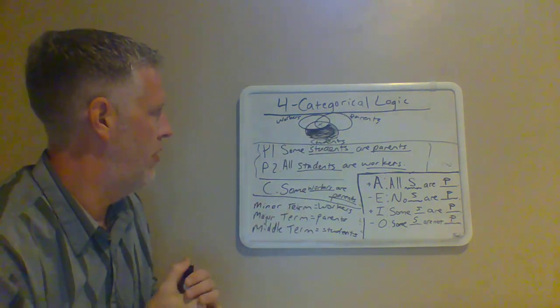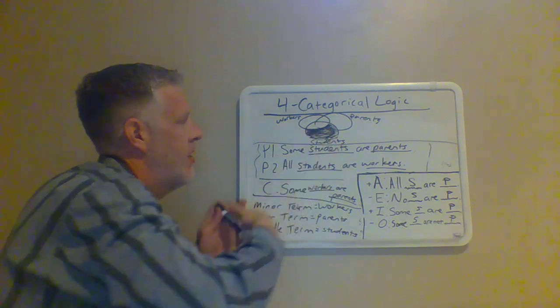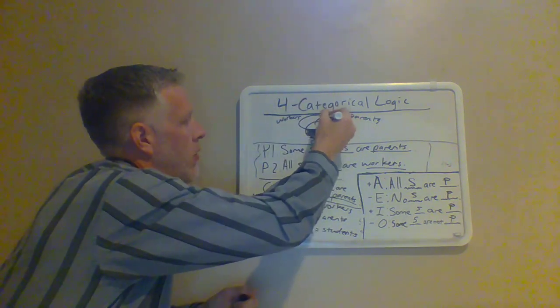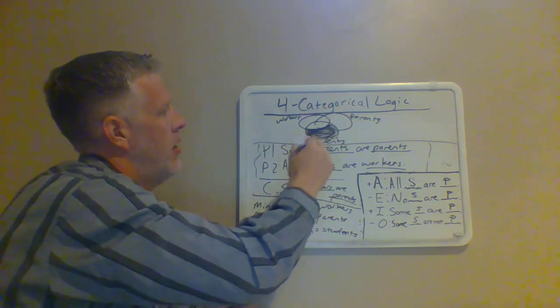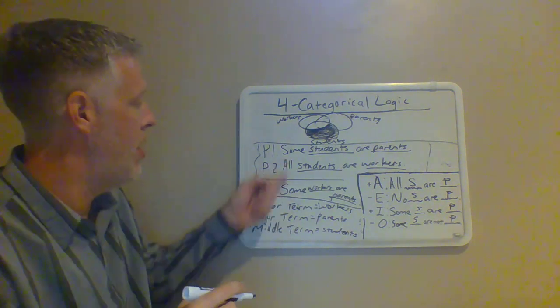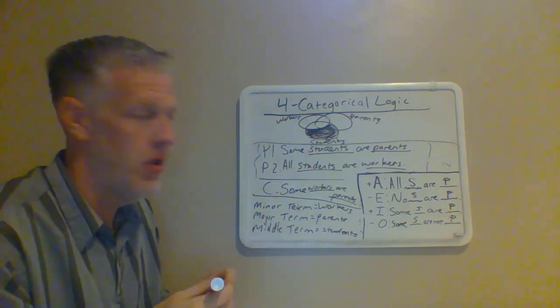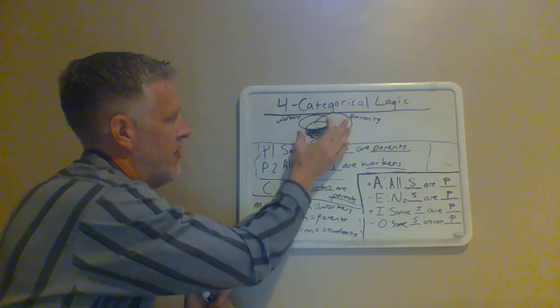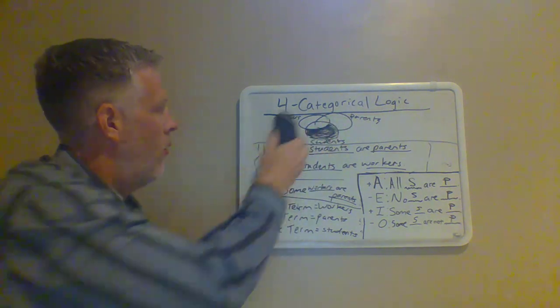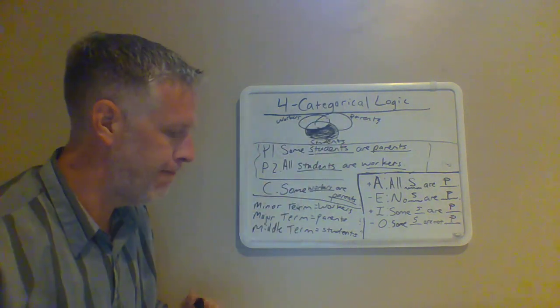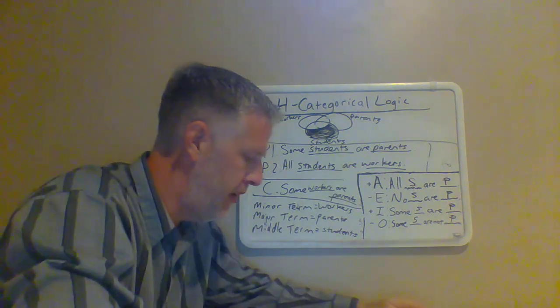But let's say that X wasn't there, or let's say it was somewhere else. Well, that wouldn't work either. But let's say it wasn't there for some reason. Then no, you wouldn't be able to infer this from just that. But we did have an X where workers were also parents, so that would be an example of a valid argument.